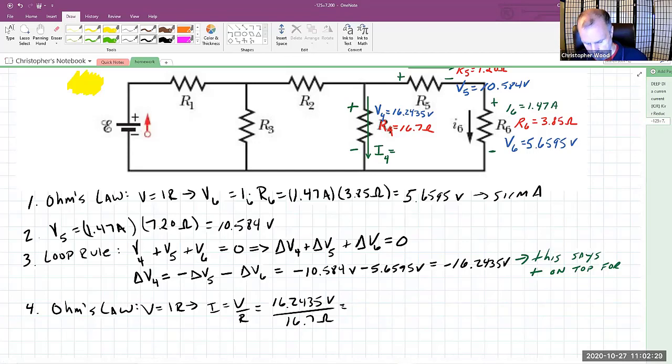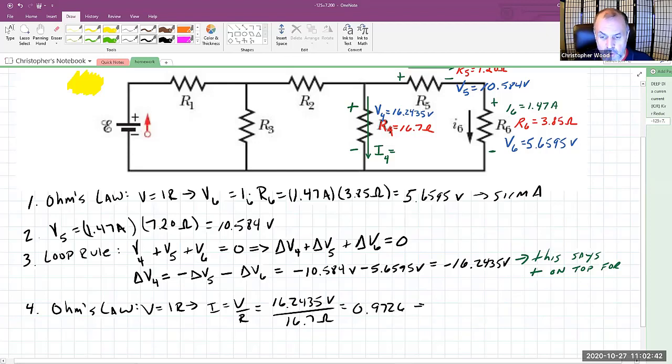16.2435 divided by 16.7 is 0.9726, and I'm actually going to store this. I haven't been storing some of these. Some of these have a finite number of decimal places, but I'm definitely going to store this. This is going to be store alpha B, because that's a hairy number.